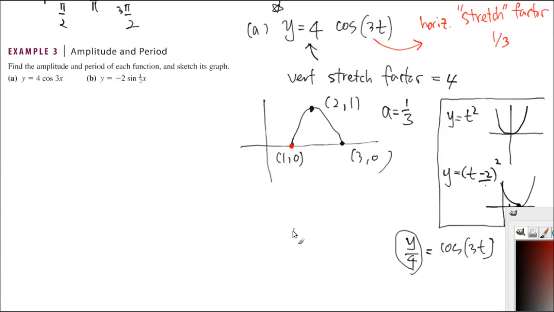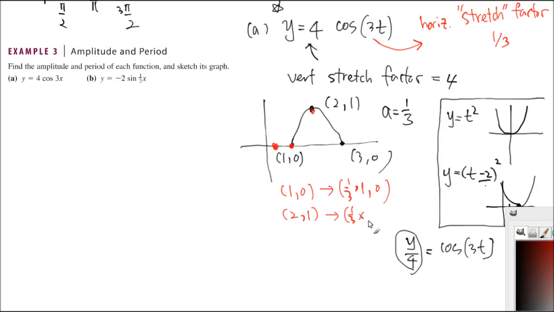1, 0. You multiply 1/3 to that x coordinate. So 1/3, 0? Is that right? Therefore, it's somewhere right here. Agree? How about this guy, 2, 1? Where does that go?